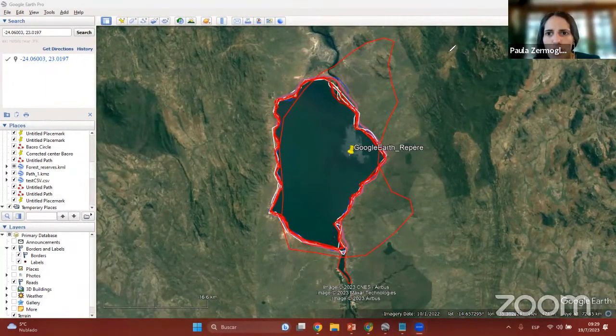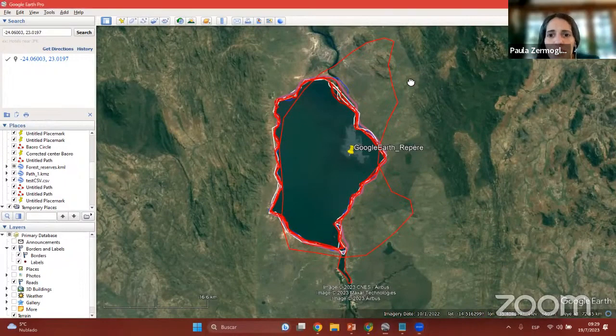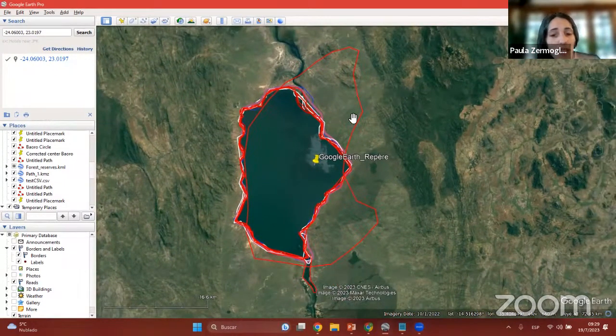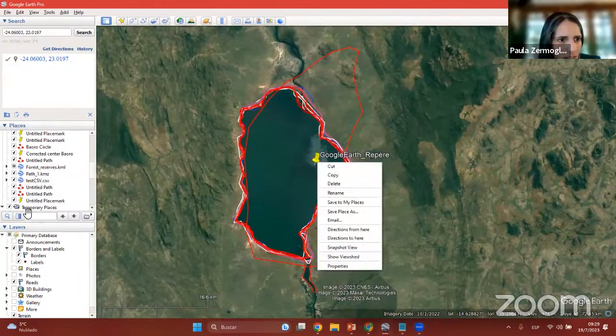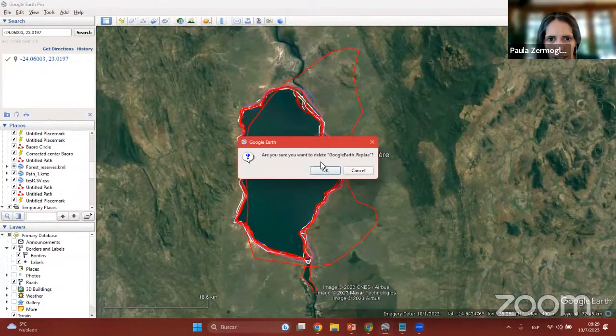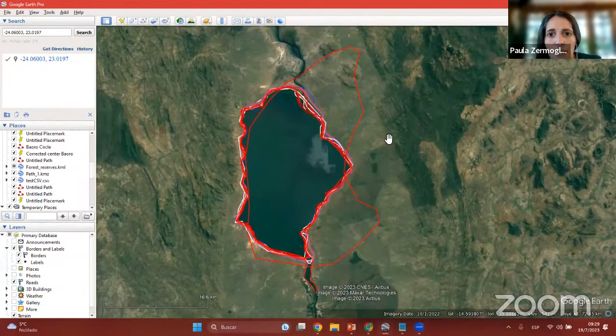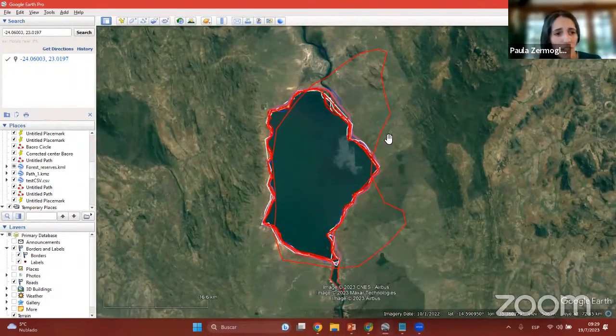I want to share something with you, talking about measurement error. These that you're seeing on the screen are the KML files that you shared with us for the previous exercises.